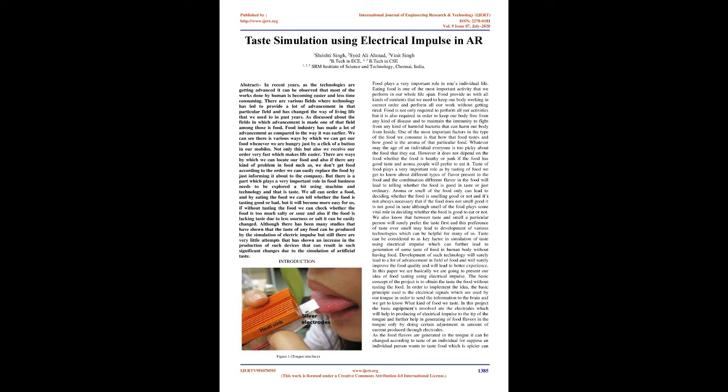Whatever the age of an individual, everyone is very picky about the food that they eat. However, it does not depend on whether the food is healthy or junk. If the food has good taste and aroma, people will prefer to eat it. Taste of food plays a very important role, as by tasting food we get to know about the different types of flavor present in it, and the combination of different flavors will lead to telling whether the food is good in taste or just ordinary.